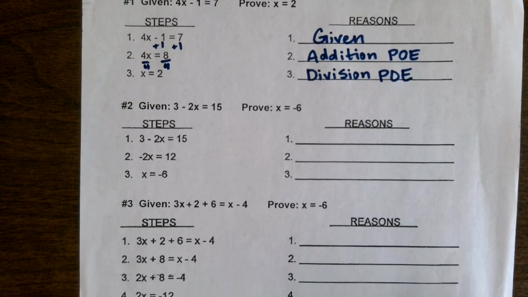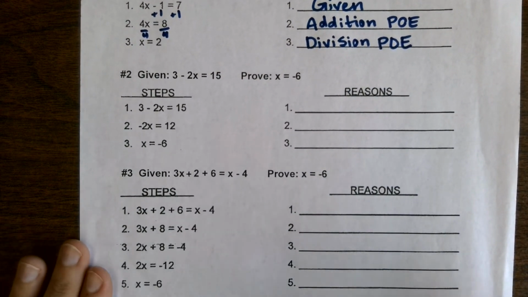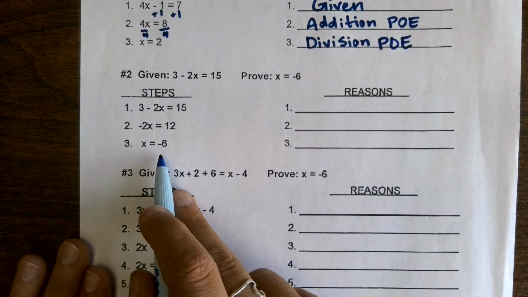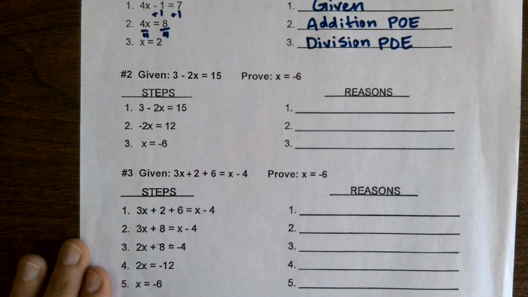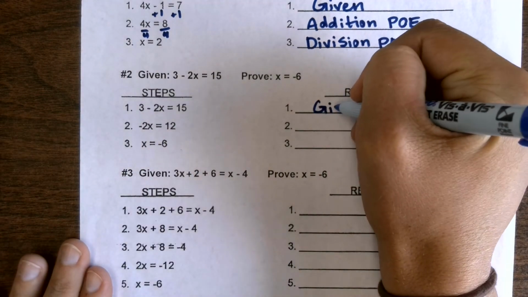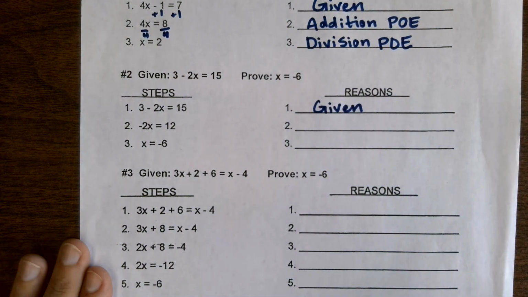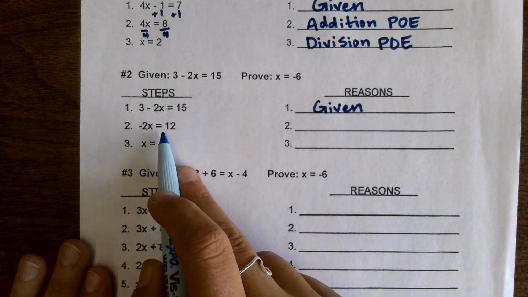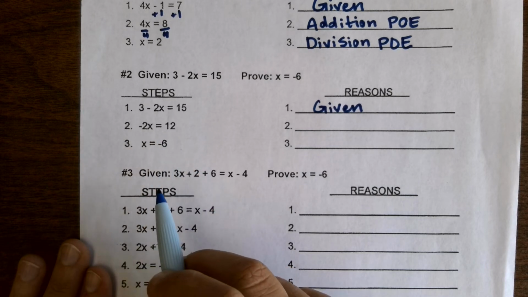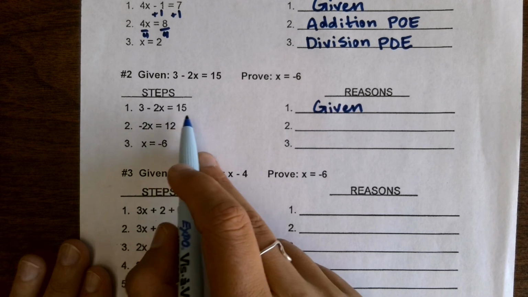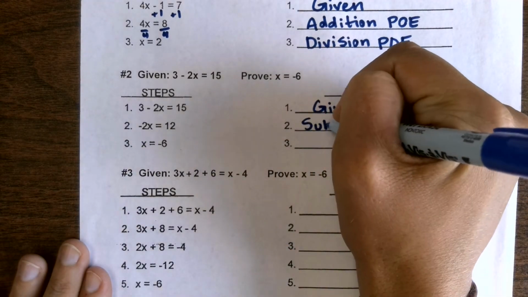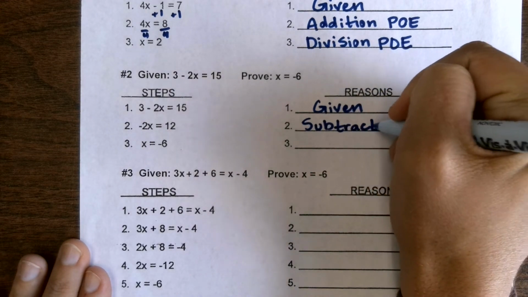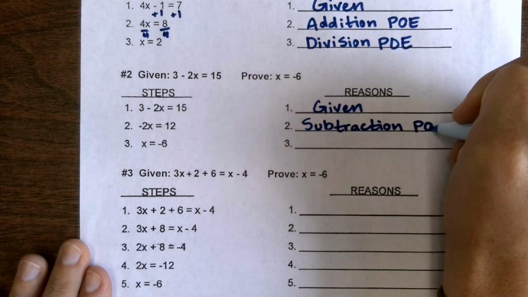Okay, let's try another example. So example 2, we've got our given, what we're trying to prove. Remember, our first step is just verbatim the given, and our reason for it is given. From this step to this step, see if you can answer in your head what happened. They subtracted both sides by 3, subtracting that 3, subtracting this side from 3. So they used the subtraction property of equality.